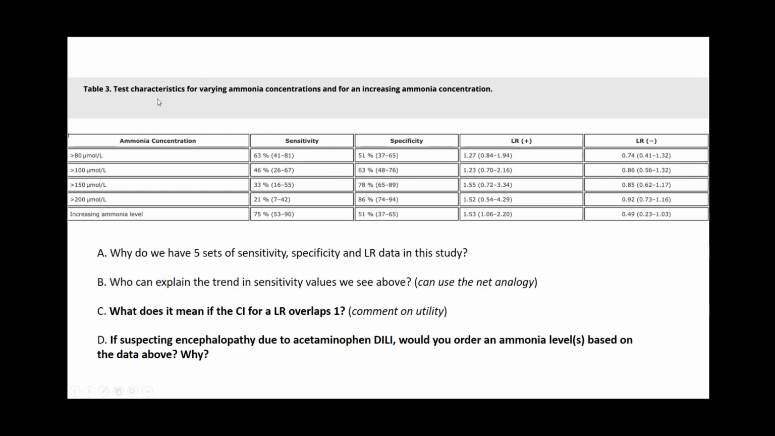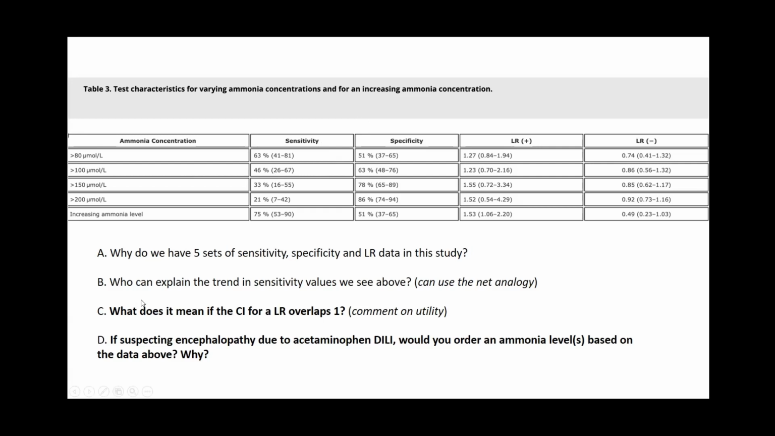Totally fine. It's what we were talking about before. They used different cutoffs for what constitutes a high ammonia level. When they took a lower cutoff of 80, they were capturing a larger group of individuals who may truly have encephalopathy. So they're casting a wider net and have a higher sensitivity, but perhaps a lower specificity. As they took higher and higher thresholds for what they considered to be hyperammonemia, that net was getting smaller and smaller, so the sensitivities drop.